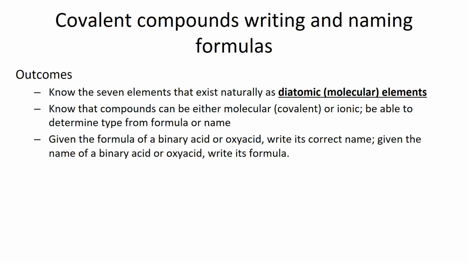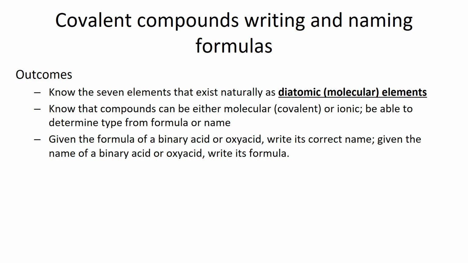All right. So our goals for today. Today I'm going to remind us of the 7 diatomic elements, or diatomic molecular elements. Technically they are covalent compounds, but we're going to consider them elements because it's all the same thing. We're also going to distinguish between molecular and covalent. The practice that we're doing today is just distinguishing between the two.